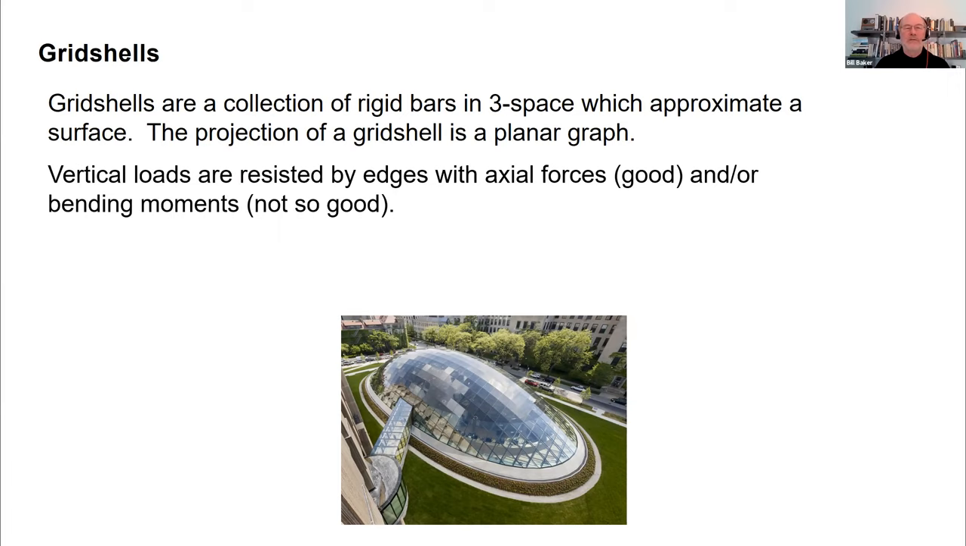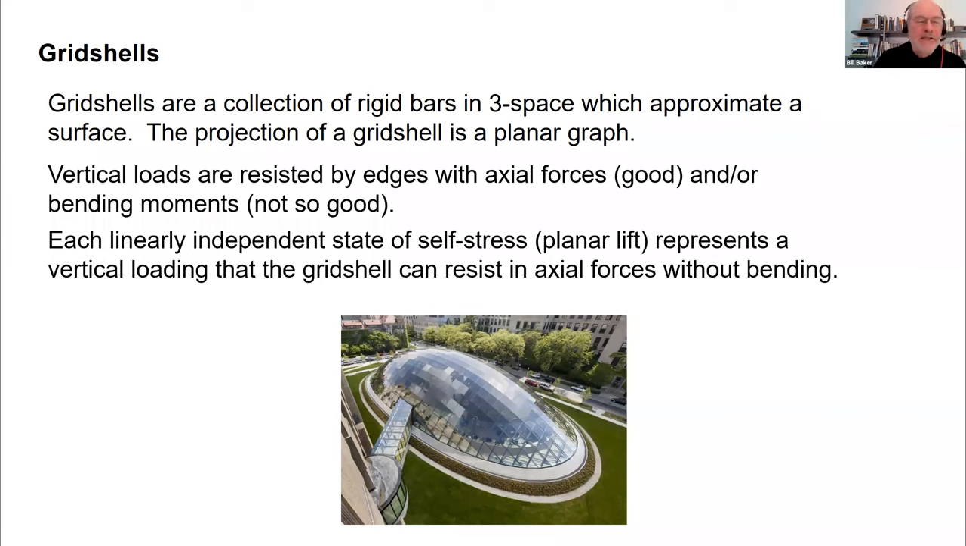How many load cases can we resist with just purely axial? And the number of load cases is equal to the number of internal vertices. You could have a person stand on each of these nodes one at a time, and each of those is an independent load case, okay? And so each linearly independent state of self-stress, or each linearly independent planar lift, represents a vertical loading case that the grid shell can resist in just purely axial forces without bending.